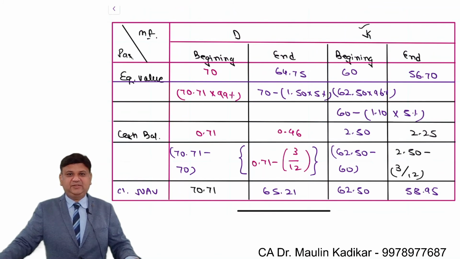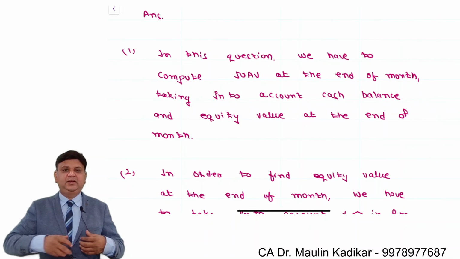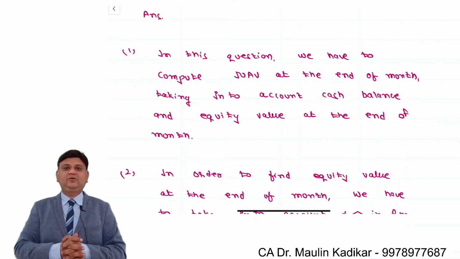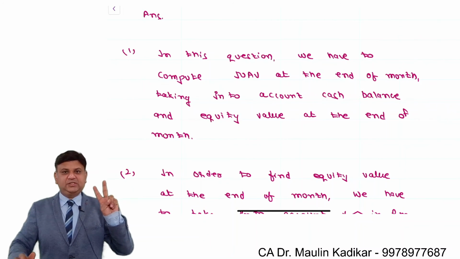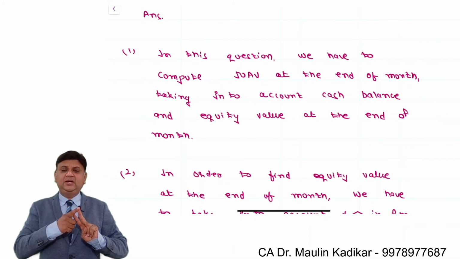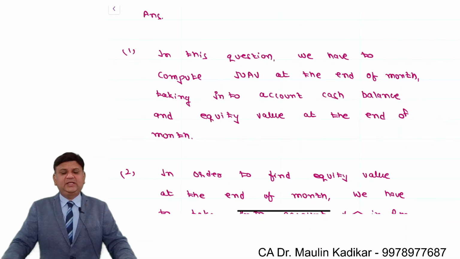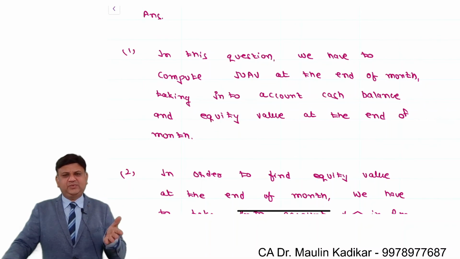Please write down the answer. So, summary of the entire answer. In this question, we are required to compute the NAV at the end of the month. There are two components. One is the cash, another is the equity valuation. Cash is very simple to calculate. It is the opening balance minus expenses of the month, that is 25 paise.